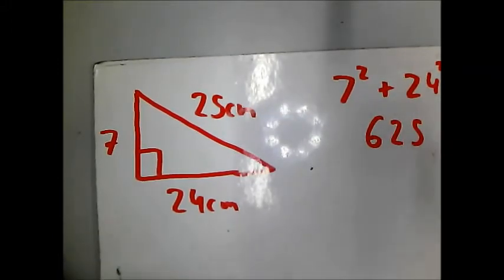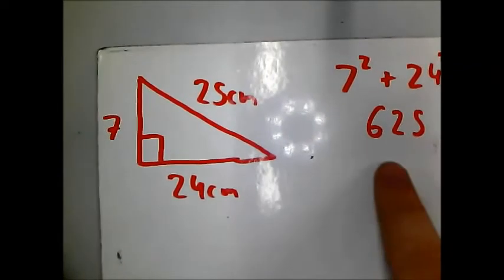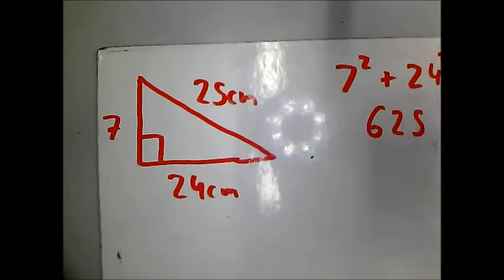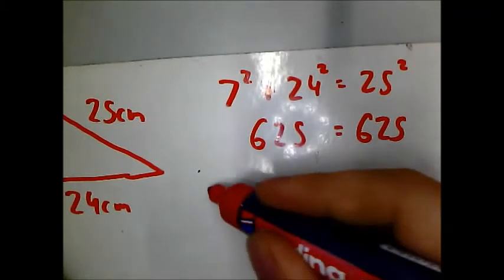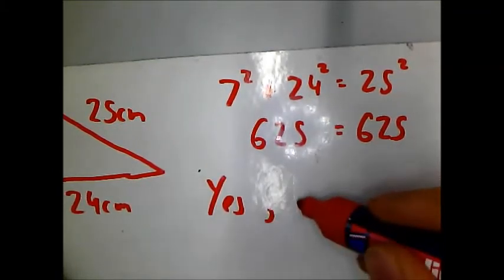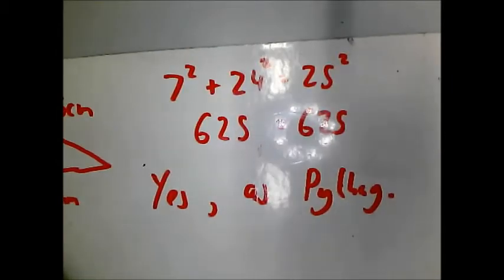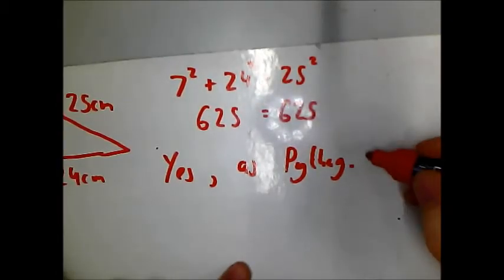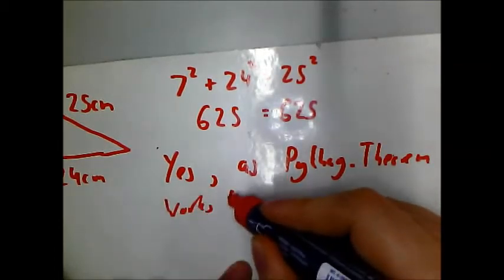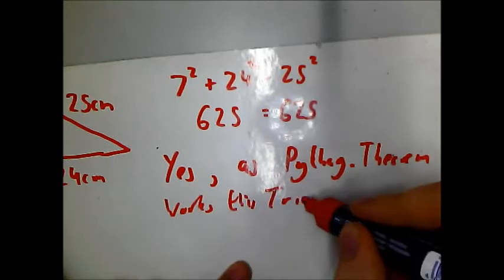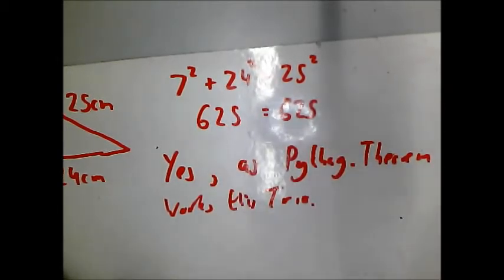Okay, so this makes sense. If it wasn't right angled, we would have had some kind of silly thing like 625 equals something completely different. So clearly, yes, this is right angled. As Pythagoras' theorem, I'm going to shorthand here. So Pythagoras' theorem works for this triangle, and Pythagoras' theorem only works for right angled triangles. Something along those lines. You've got to be very specific when you give your reasons.